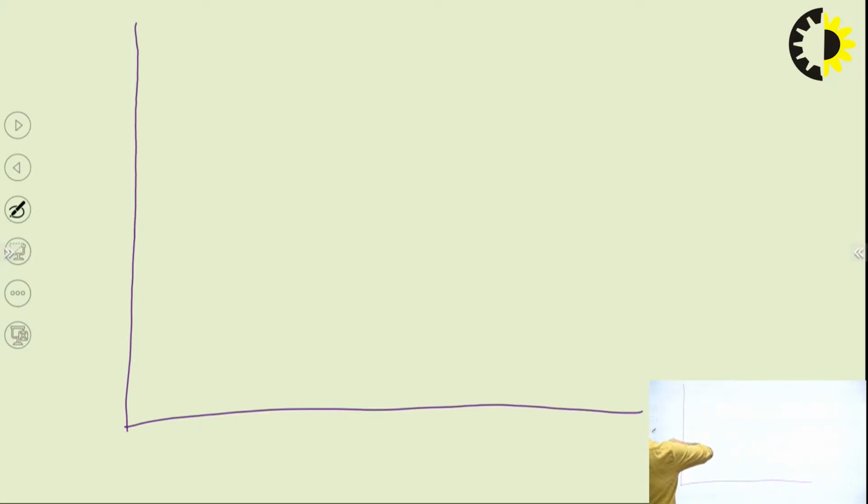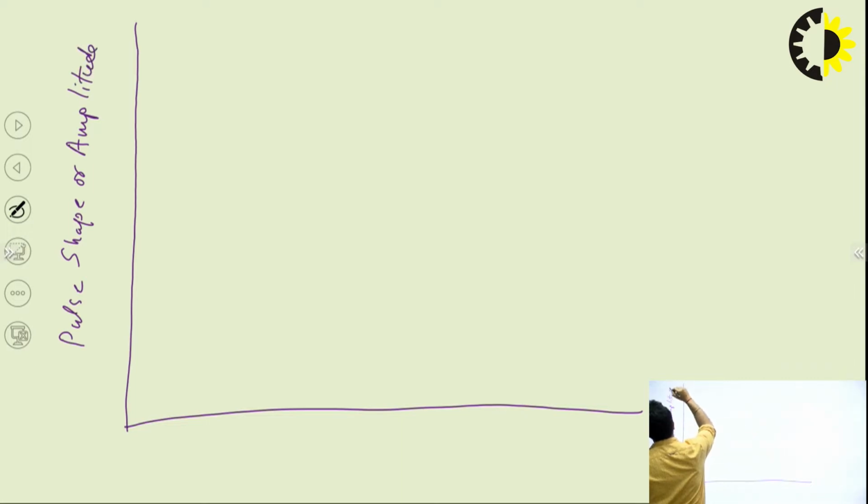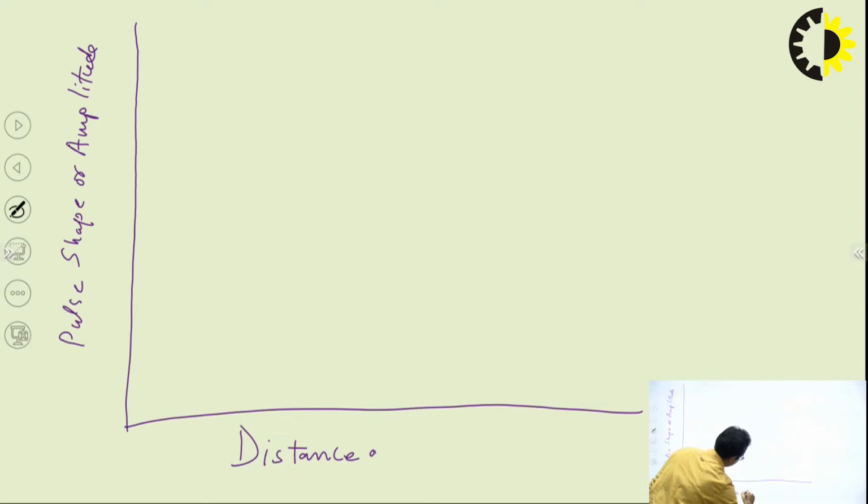In this, we first take the pulse shape on the y-axis, the pulse shape or the amplitude of the wave, because it is basically the amplitude. If it decreases to a certain threshold voltage, your receiver won't be able to recognize the correct signal. The x-axis is the distance along the fiber.